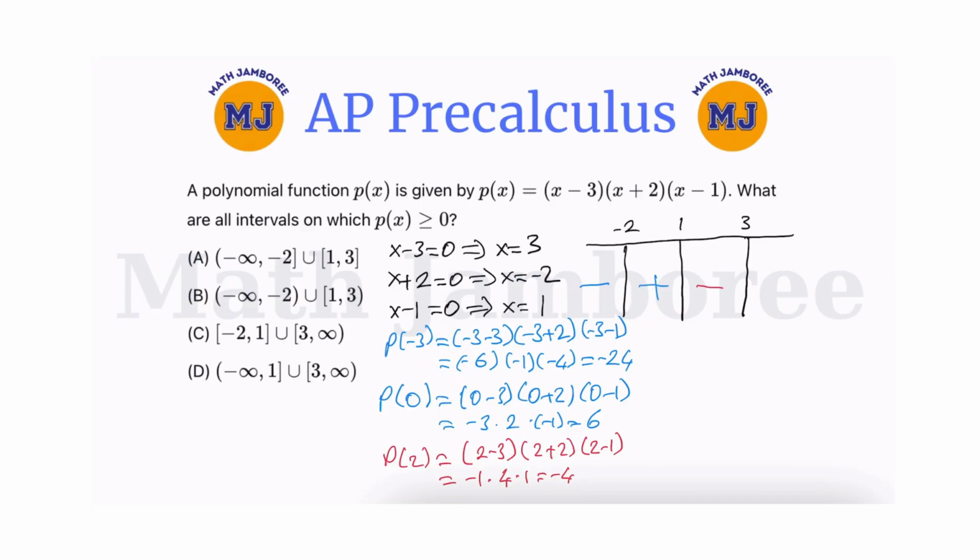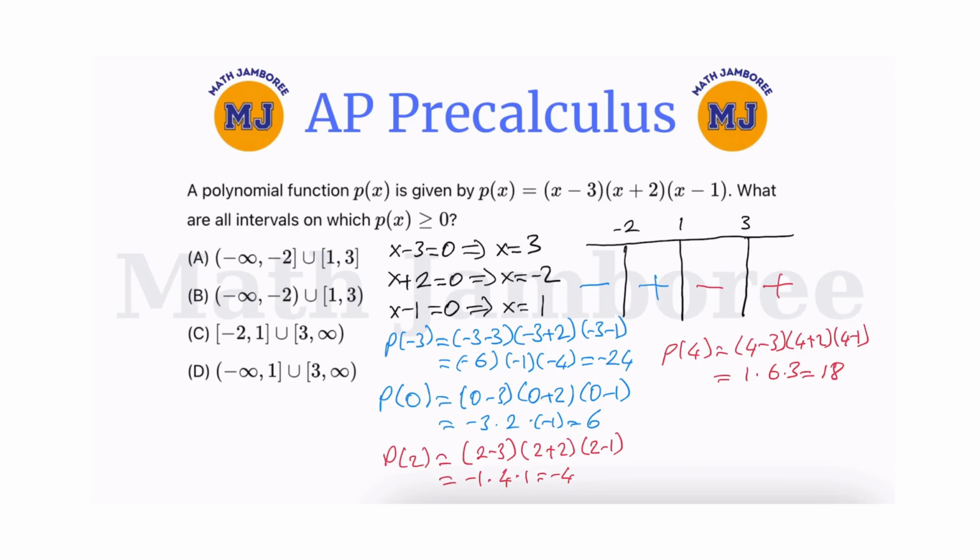What about after 3? We can use p of 4 for that. If you substitute 4 for x, we get 4 minus 3, 4 plus 2, and 4 minus 1. This gives you 1 times 6 times 3, which is positive 18. So the interval is positive here.